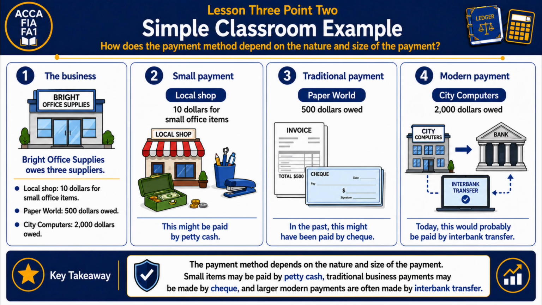Simple classroom example. Imagine a business called Bright Office Supplies. Bright Office Supplies owes 3 suppliers. It owes a local shop $10 for small office items. This might be paid by petty cash. It owes Paperworld $500.